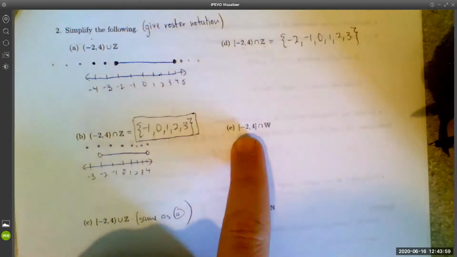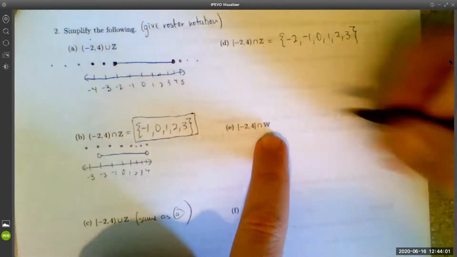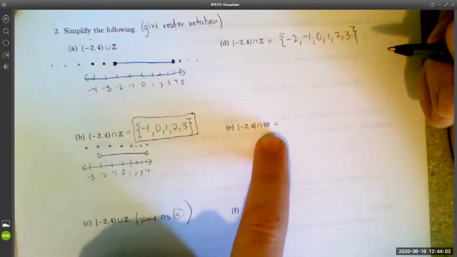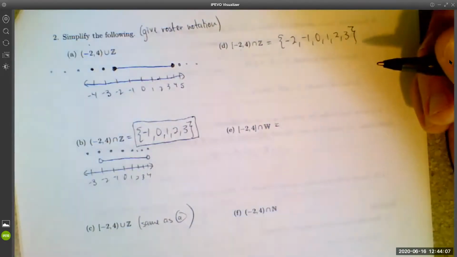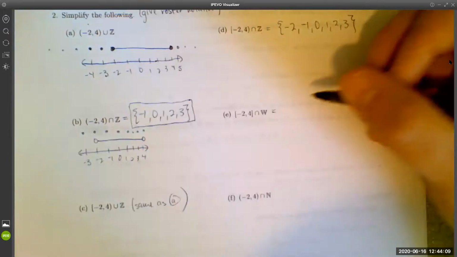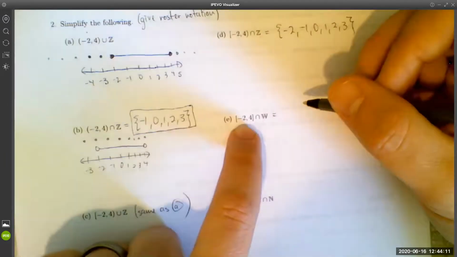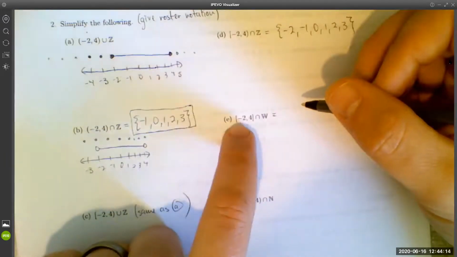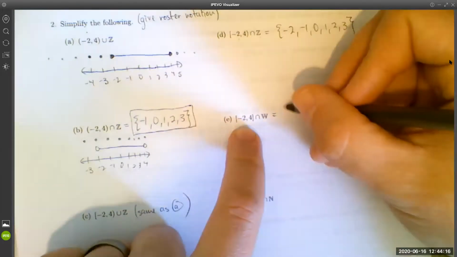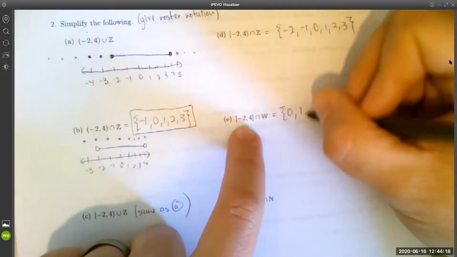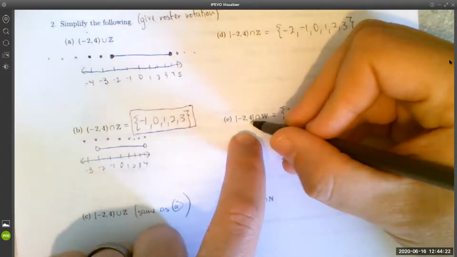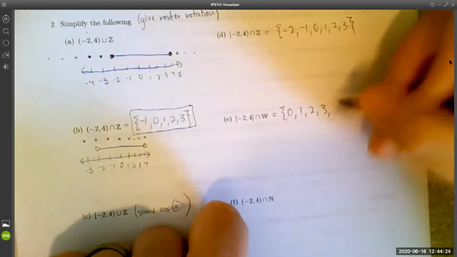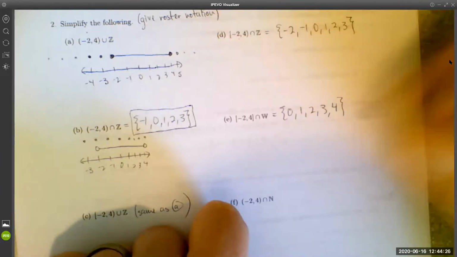Negative 2, the interval from negative 2 to 4 intersected with the whole numbers. Now remember, the whole numbers are the positive whole numbers plus 0 thrown into the mix. So they're not going to overlap at negative 2 or at negative 1, but they will overlap at 0, 1, 2, 3, and then they're also going to overlap at 4, right? Notice that 4 is part of this interval. So they're going to overlap at 4 as well.